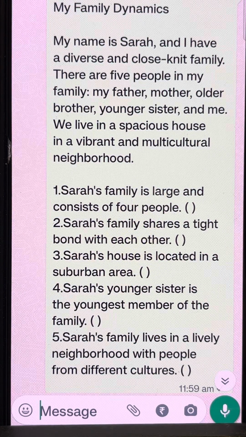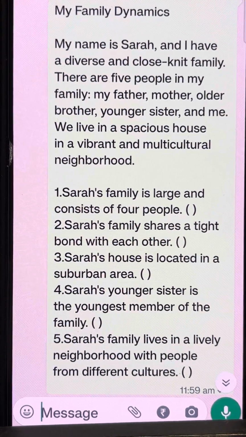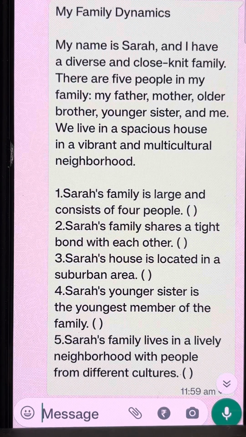Sarah's house is located in a suburban area. Sarah's house, located, suburban area. Sarah's younger sister is the youngest member of the family. Sarah's younger sister, underline it. Youngest member, underline it. And the 5th question is, Sarah's family lives in a lively neighborhood with people from different cultures. Sarah's family, live, lively neighborhood, people, culture. So these are some important keywords which we have underlined.